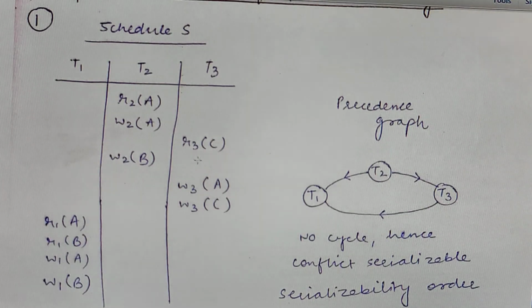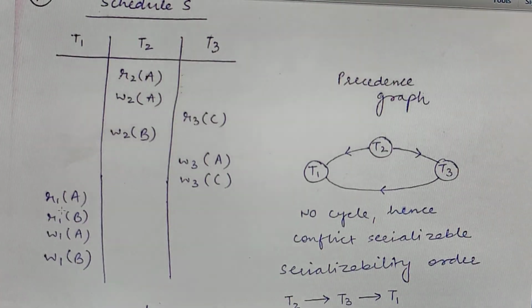R2A will not conflict with this, will not conflict with this. Yes, it will conflict. A read before a write. So the arrow will go from T2 to T3. Again, W2A before W3A, the arrow will go from T2 to T3, which we have already drawn. Now this R3C to W2B, they will not conflict, so we don't care. This W2B will not conflict with any of this, so we have drawn this T2 to T3.